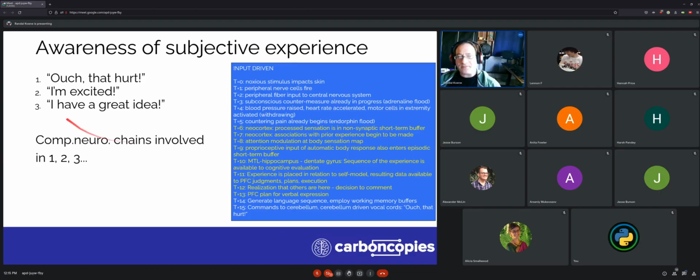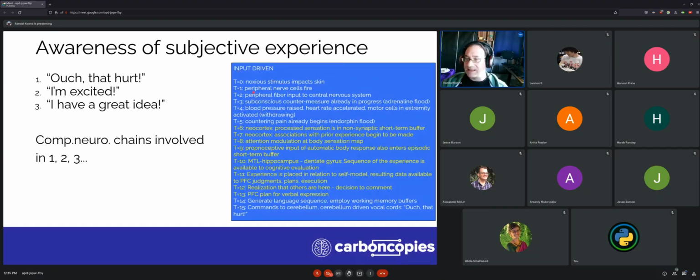Okay, first example, I'm going to call this the input-driven example. Let's just go through a list of things. This is not exhaustive, and I may have skipped a step that you personally feel should really be here, but I'll just go through it, and these are all time ordered, as in what's happening here.